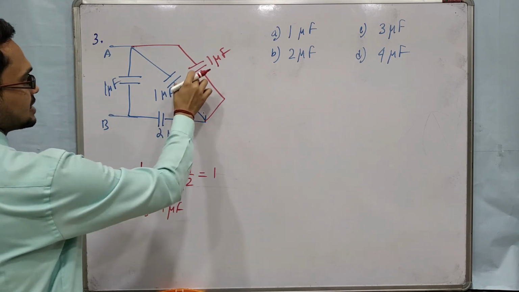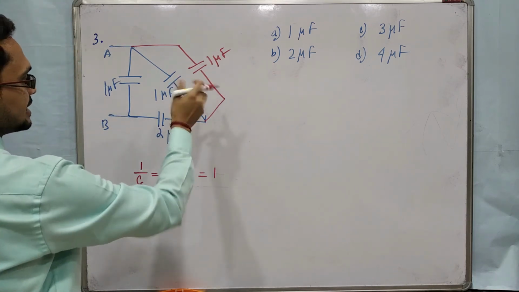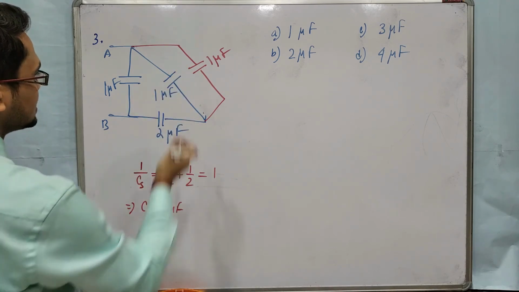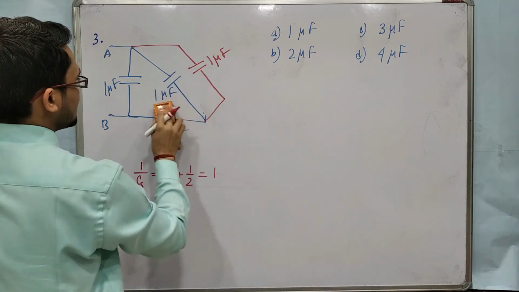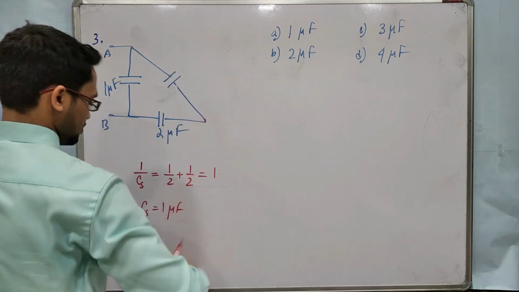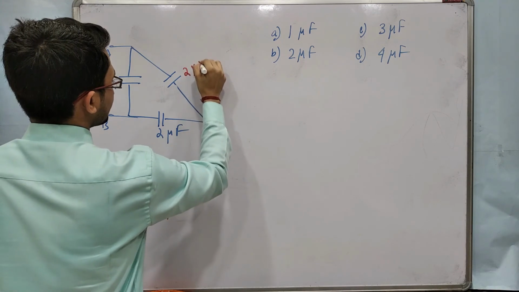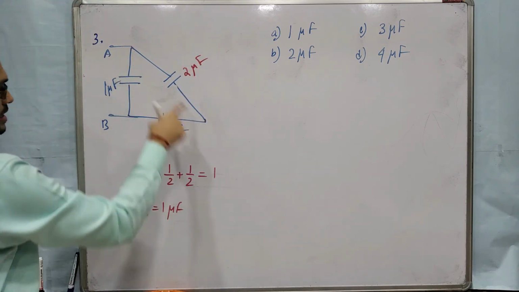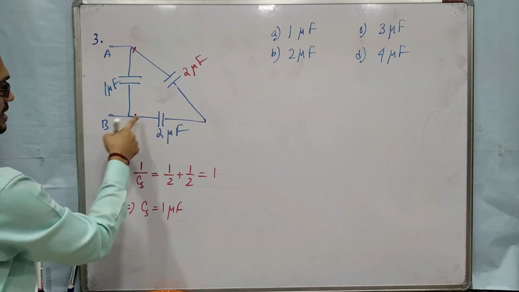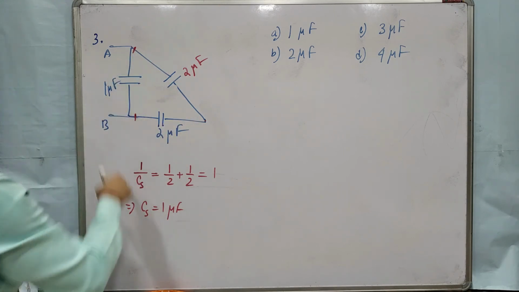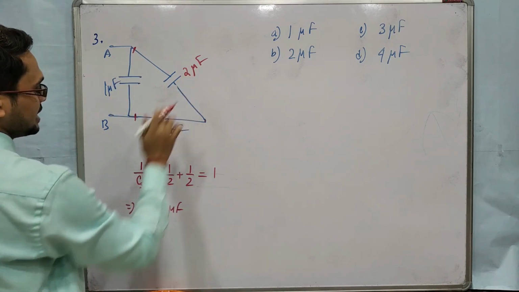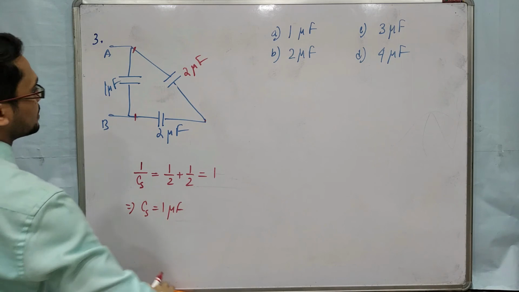Okay. Now look at these two. They are in parallel. Parallel means simple addition, then 1 plus 1 it will be 2. Then remove this circuit, put here 2 microfarad. Now look at this part. These two are in series, and with this 1 microfarad is in parallel. These two are in series, again 2, 2. You will get again 1.